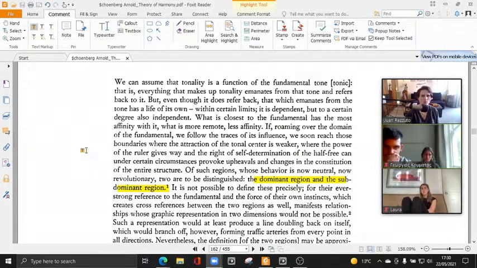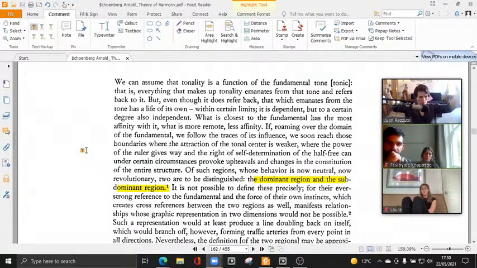Of such regions whose behavior is now neutral, now revolutionary, two are to be distinguished: the dominant region and the subdominant region. I don't know if you remember, but even in the first chapters he clearly states it as a pull. You have the tonic chord, you have the dominant, five notes up from that tonic, and at an equidistant distance from that tonic, five notes down, or seven semitones, or a perfect fifth down, you have the subdominant.